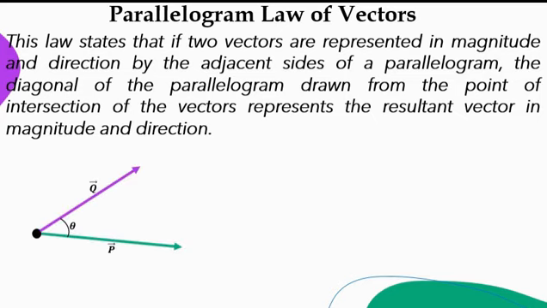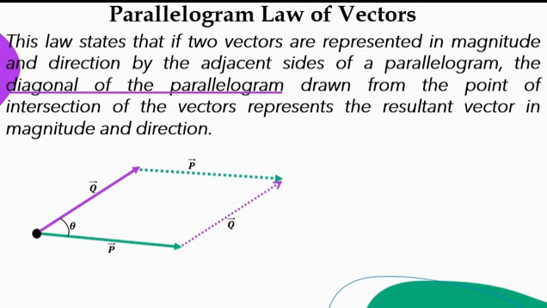This is a case we are looking at. If I want to go by parallelogram law of vectors, what I would do is I will draw a side that is parallel to one of the vectors Q, and then draw another side that is parallel to the other vector P. So you can see that I now have a parallelogram with P and Q indicating the adjacent sides. So according to this parallelogram law of vectors, if I want to obtain the resultant, I will have to locate the diagonal of the parallelogram that is drawn from the point of intersection.